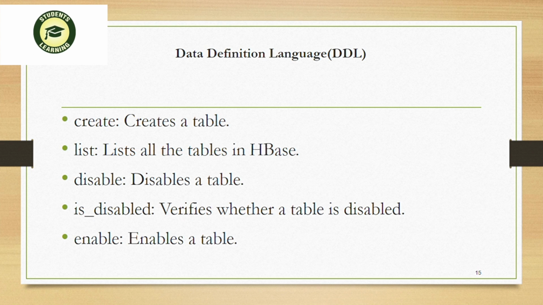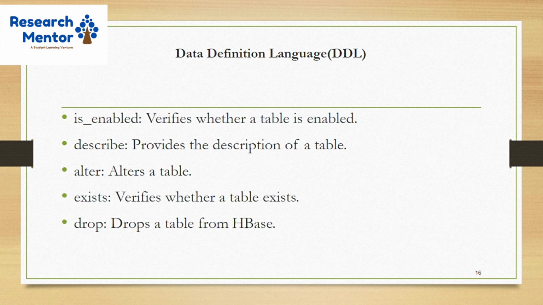There is another command, the command name is enable. With the help of this command, we can enable a table. Next command is is_enabled command. With the help of this command, we verify whether a table is enabled or not. Next is describe command. With the help of this command, we can get the description of the table. Description of the table means how many columns the table has, name of the columns, data type of the columns, column families, and rows, about row IDs of the tables.